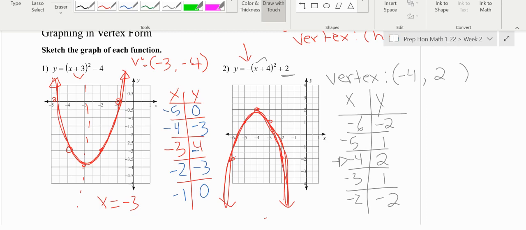And then it's going to try to change the shape. So if that was a really big number, it'd make it really narrow. If it was a fraction, it'd make it wider. And then the vertex just tells us where the graph's located.